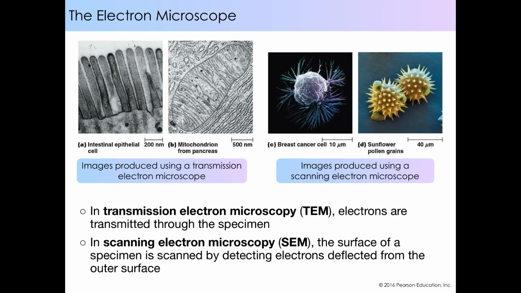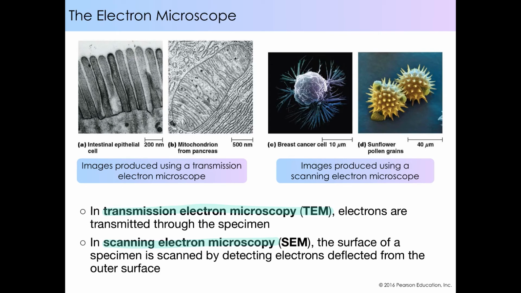Now, there are two major types of electron microscopes. In transmission electron microscopy, the beam of electrons is passed through the specimen, and this type of microscope is best for visualizing intracellular details. For example, the cristae in a mitochondria, which are enfoldings of the inner membrane of a mitochondria, can be visualized using transmission electron microscopy. In scanning electron microscopy, on the other hand, the electrons bounce off the surface of the specimen and the image that is produced is three-dimensional.